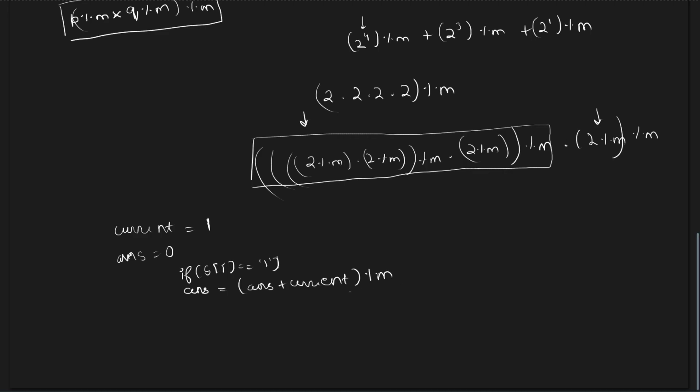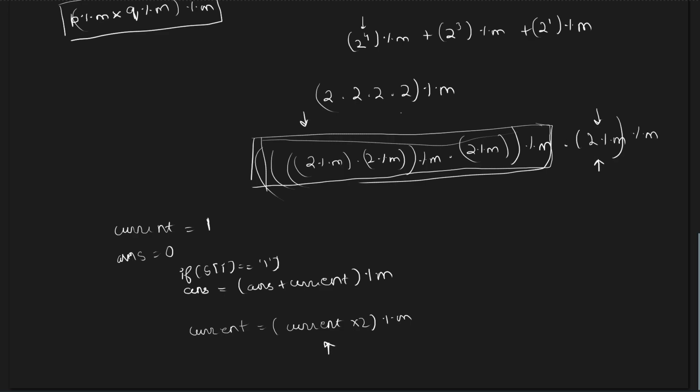mod m. And in any case, even if it is 1 or it is not equal to 1, there is one thing that we'll definitely do, that is current is equal to current into 2 mod m. So why is this particular step important? At each step we are not going to calculate the whole thing, we are just going to calculate the last part. We are just going to multiply the last part and take mod m.